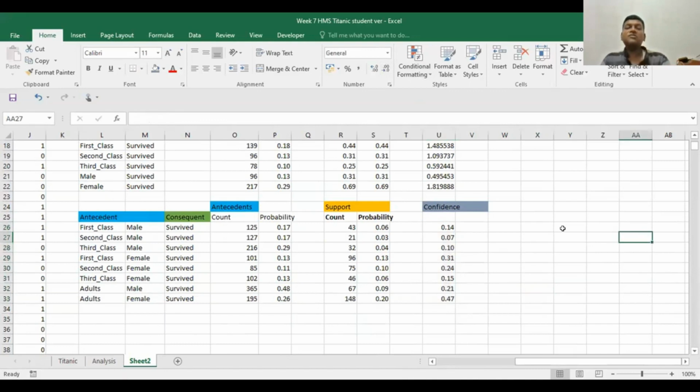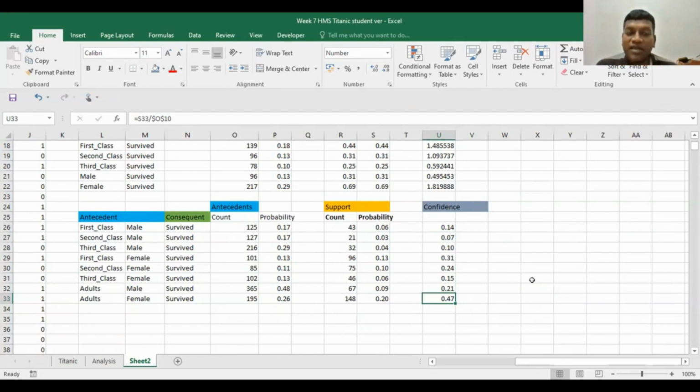Okay. So essentially what confidence is telling us is, given that the person has survived, what is the probability that the person was a male and he traveled in first class? That is 0.14. For the next number, basically, if it's known that the person has survived, what is the probability that he is a male who traveled in second class? And similarly, for the last value, the interpretation is, if we know that the person has survived, what is the probability that she is an adult and a female?